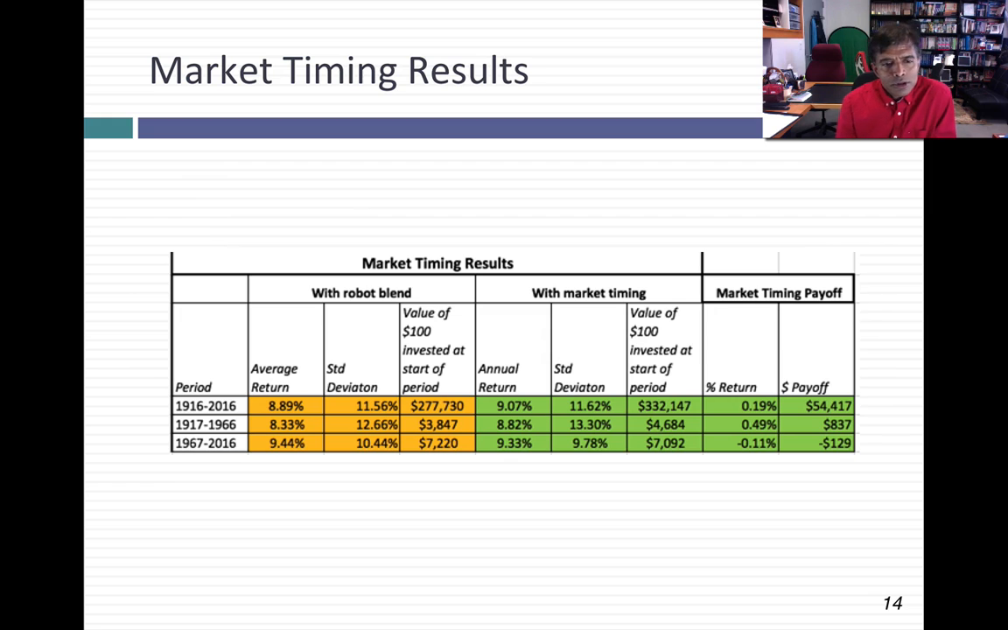And I also assumed that when I bought, I went from 60 to 80%. I would increase my stocks from 60 to 80, and when I sold, I'd go from 60 to 40. It's a very specific timing strategy, and with that timing strategy, here's what I found. Over the 100-year time period, and here's good news if you're a market timer, I would actually have earned about $54,000 more with market timing than without market timing.